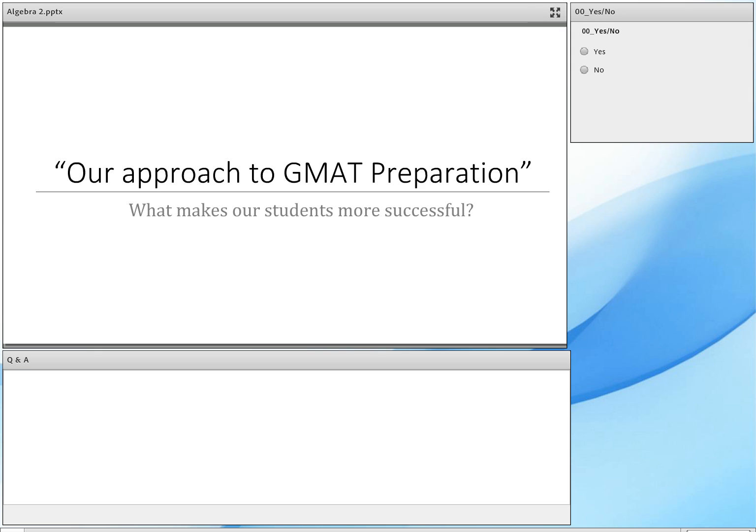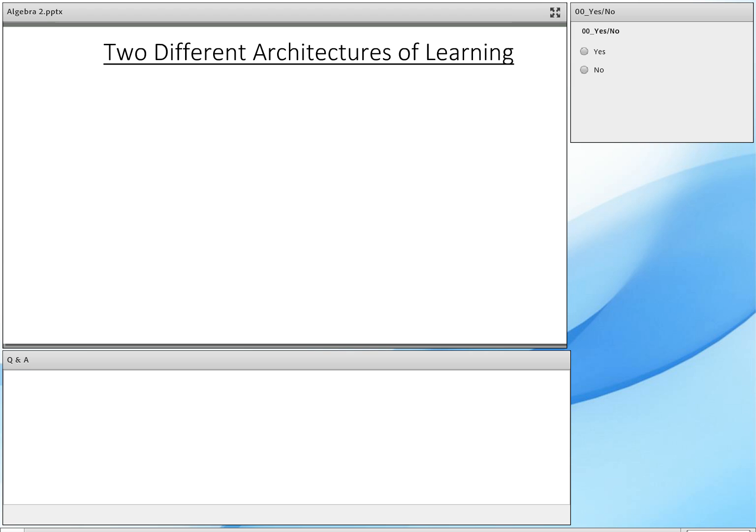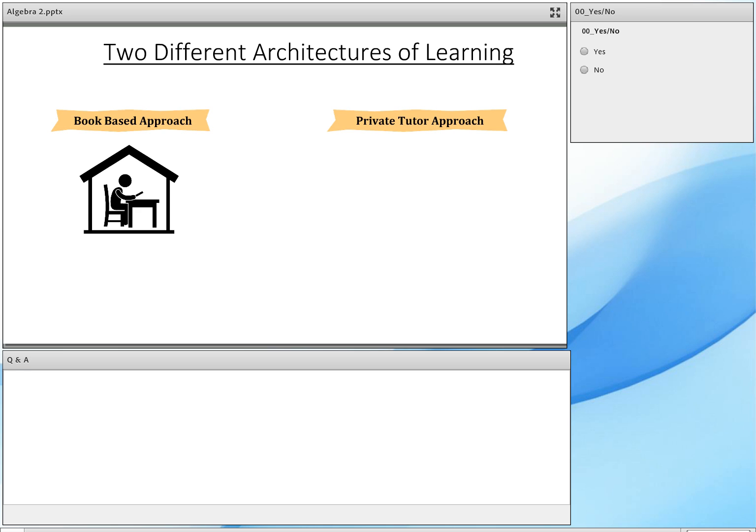Truly, it's the architecture of our courses, or our distinct approach to GMAT prep. Now, to understand this, I want you guys to focus on what are the different learning architectures that are present today. There are two different learning architectures. The first architecture, which is the most common architecture, is the book-based approach. And the second one is the private tutor approach.